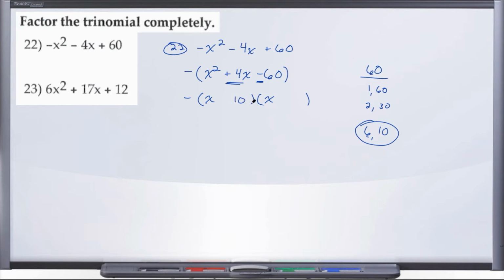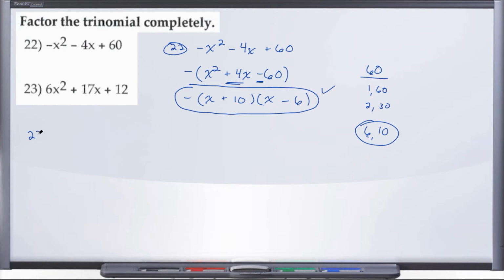So we're going to work with a 10 and a 6, and we want to subtract in some combination this 6 and 10 in order to get a positive 4. Well, if we want to subtract, then we're probably going to be looking for a positive 10 because positive 10 and now minus 6 gives us a positive 4, right? So positive 10 times negative 6 gives us the negative 60, which is what we're looking for, and positive 10 minus 6 gives us positive 4. So there we have our factored trinomial for number 22.